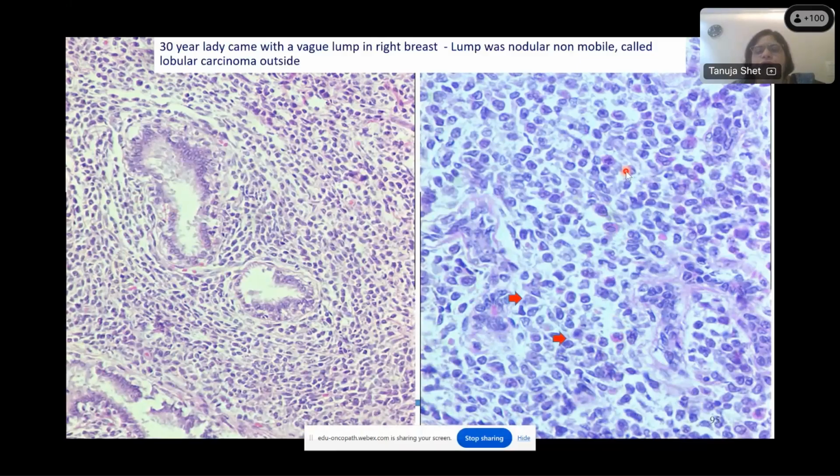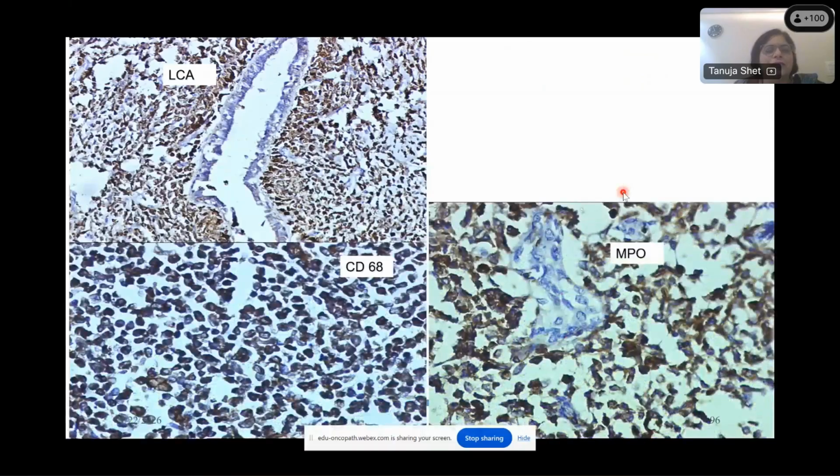They are eosinophils. So when you see eosinophils, you know something looking like a lobular, one tumor you have to rule out. This is LCA positive, CD68 MPO positive. This was a granulocytic sarcoma of breast, and breast is a very important site of granulocytic sarcoma, and the bone marrow did turn out to be acute myeloid leukemia.